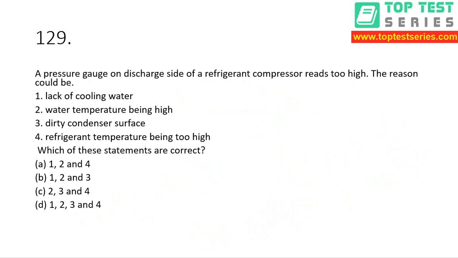Question number 129. A pressure gauge on the discharge side of a refrigerant compressor reads too high. The reason could be lack of cooling water, water temperature being high, dirty condenser water, refrigerant temperature being too high. My dear, it's so simple to answer this question if you know the concept. Refrigerant temperature, obviously it will be high, right? So that should not be the cause of this problem, right?